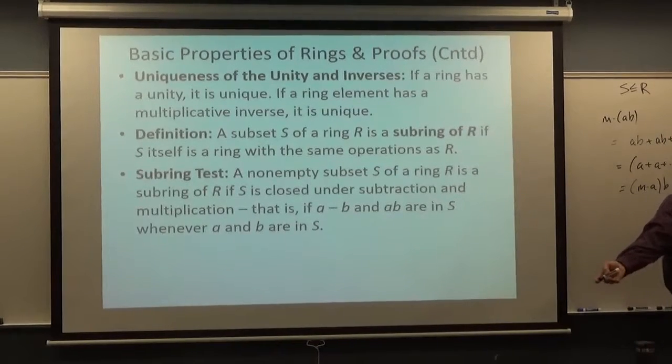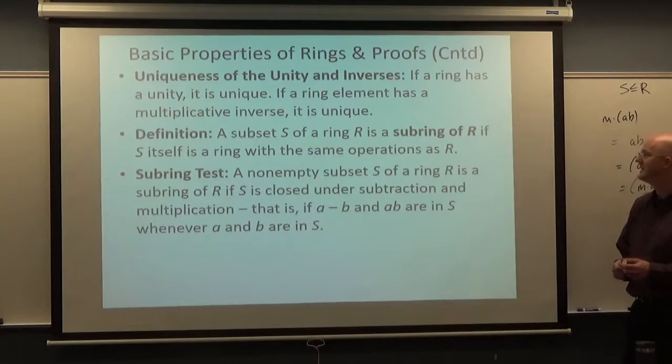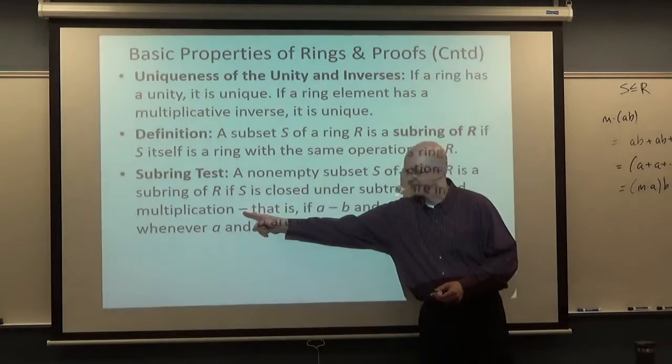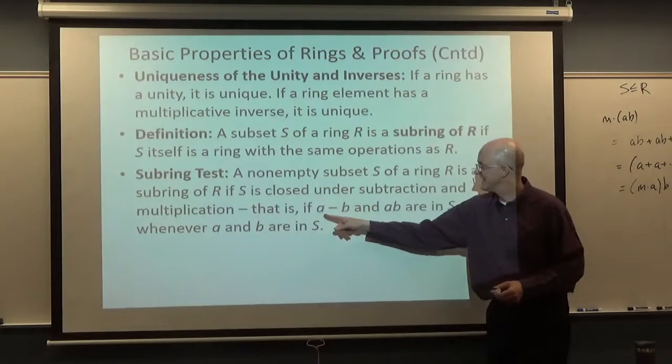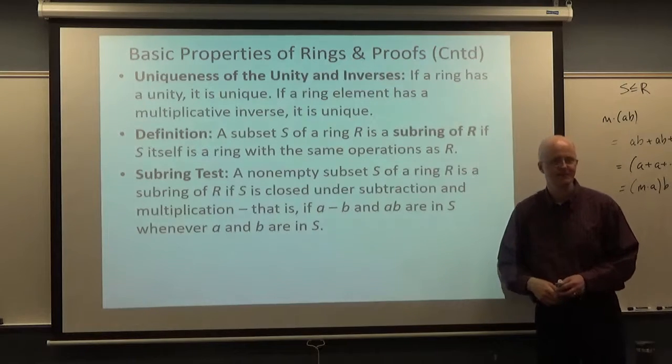There's a subgroup test. There's also a subring test. A non-empty subset S of a ring is a subring of the ring if it's closed under subtraction and multiplication. That is, if A minus B and A times B are in S whenever A and B are in S.